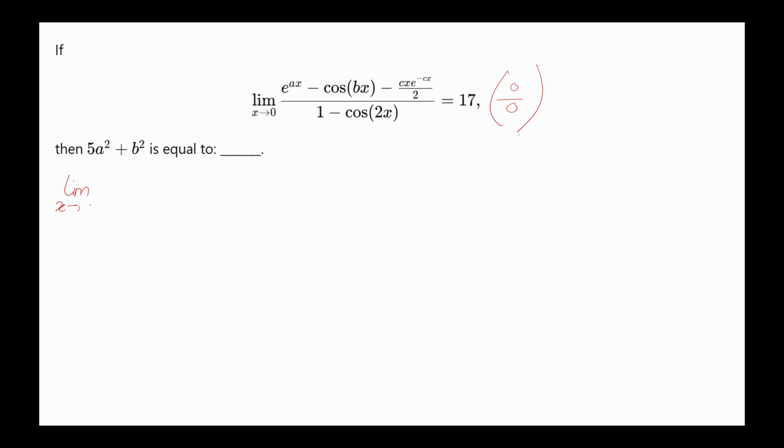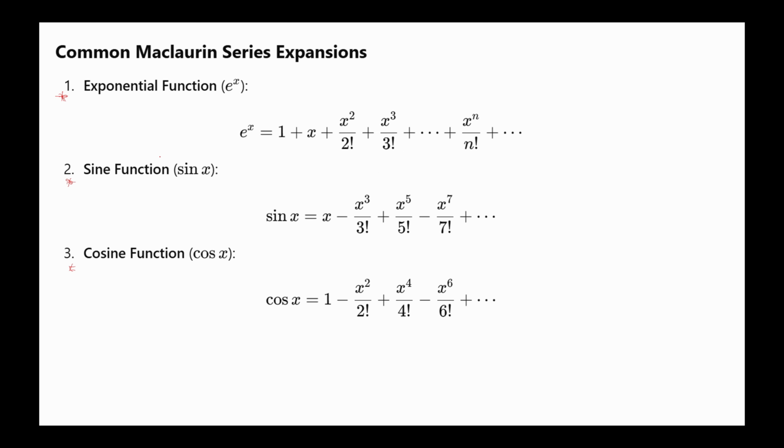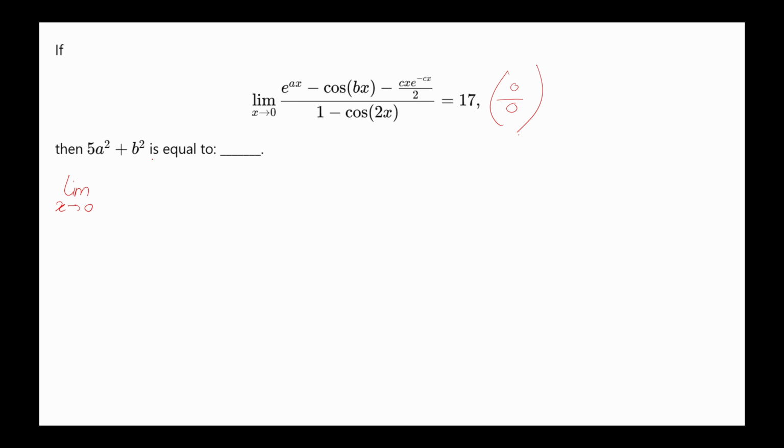We get limit x tending to 0. How does e to the power ax open up? We had studied e to the power x opens up as 1 plus x plus x square by 2 factorial. So let us write it down in this way. E to the power ax would open up as 1 plus ax plus a square x square by 2 factorial plus a cube x cube by 3 factorial, and this would go on.